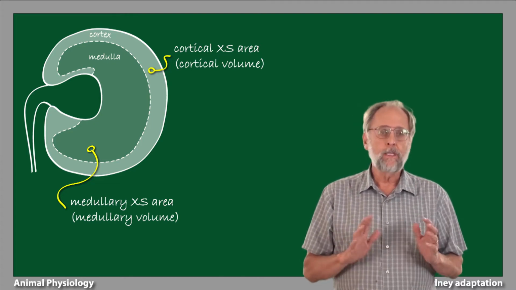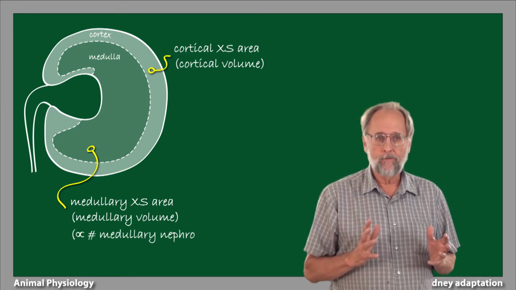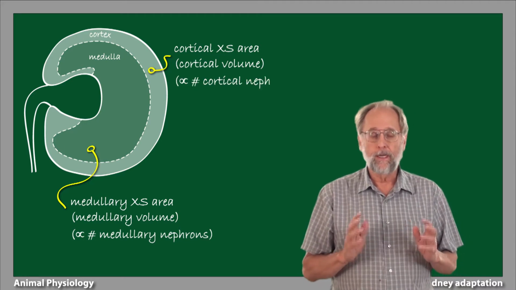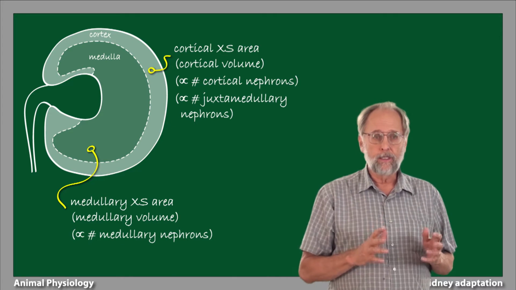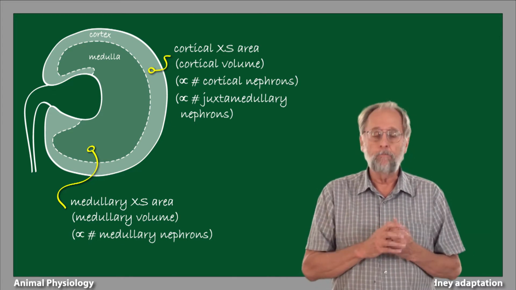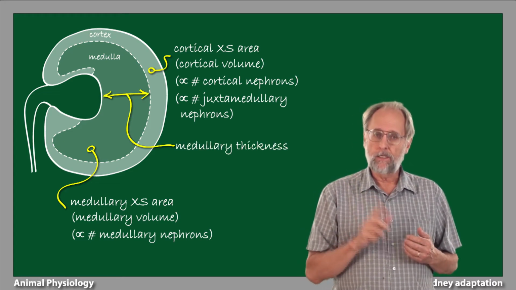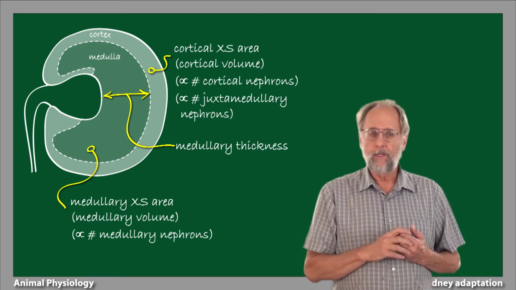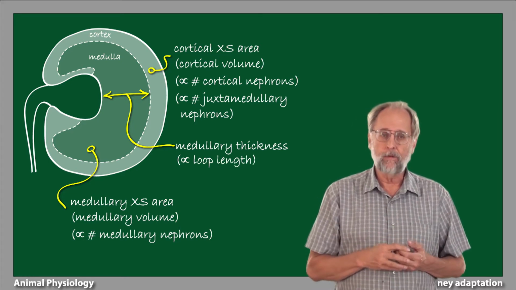In both cases, these volumes will represent space that's occupied either by the medullary nephrons or, in the case of the cortical area, the number of cortical and juxtamedullary nephrons. The more space within the kidney there is to accommodate these different types of nephrons, the more nephrons there will be. There's one more measure we can make, and that is the thickness of the renal medulla section area. This thickness is an indicator of how long the loops of Henle of the juxtamedullary nephrons are.